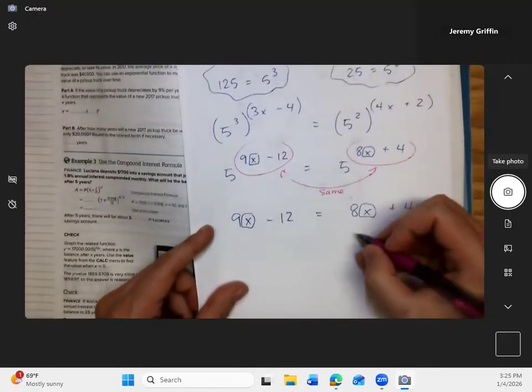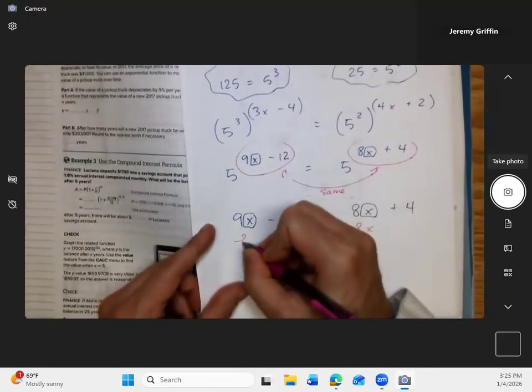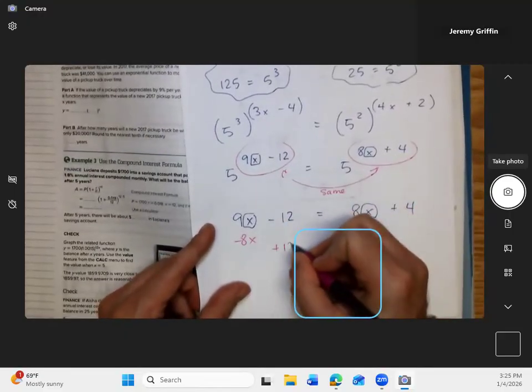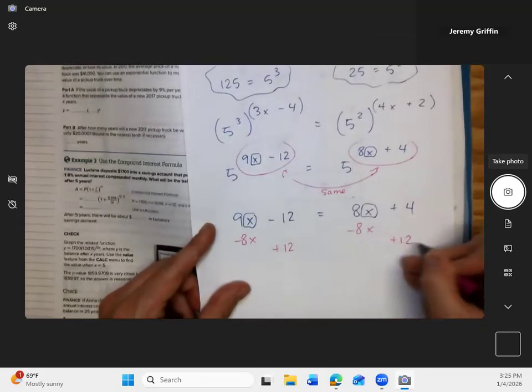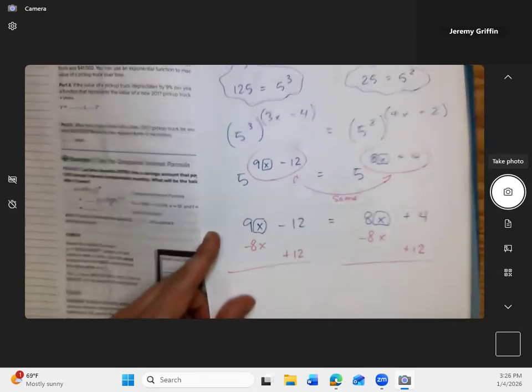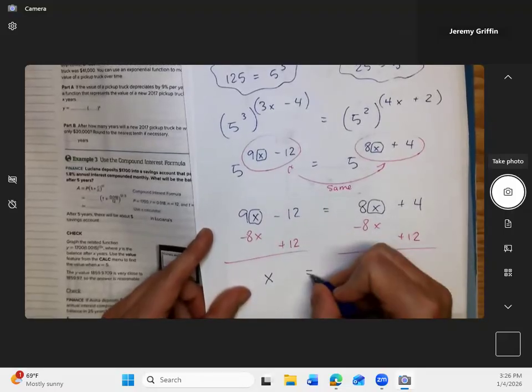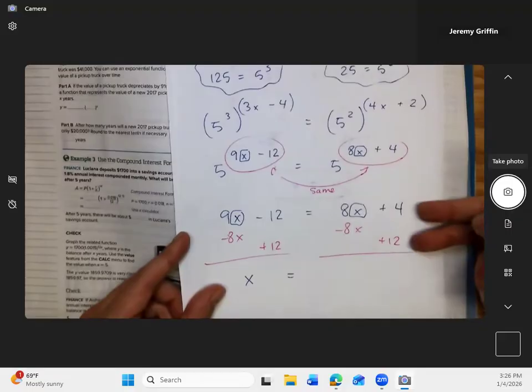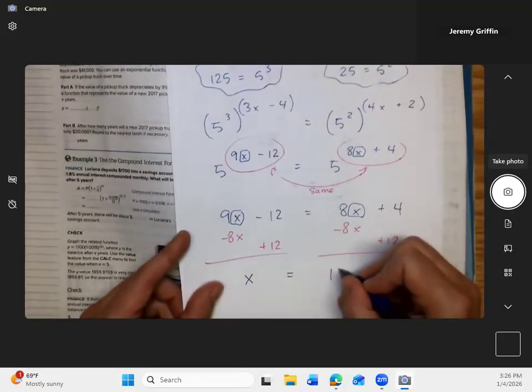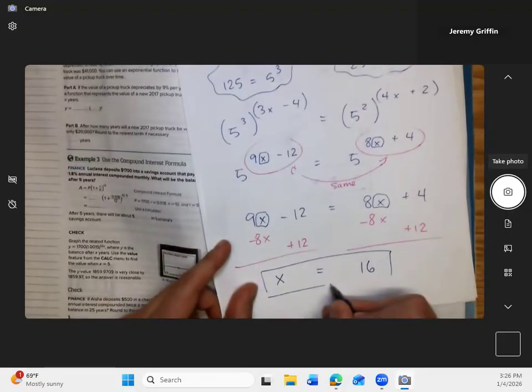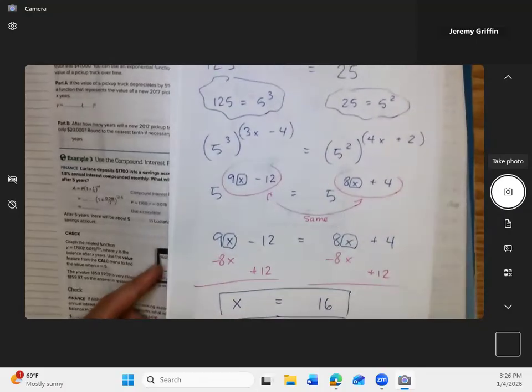Okay. So let's see, subtract 8x from both sides. While I'm at it, I'll go ahead and add 12 to both sides. These can be separate steps if you like. Okay, so over here I just get x. So we're about to get the answer, whatever this is. And over here, it's 16. Okay, that's it. Whole thing.